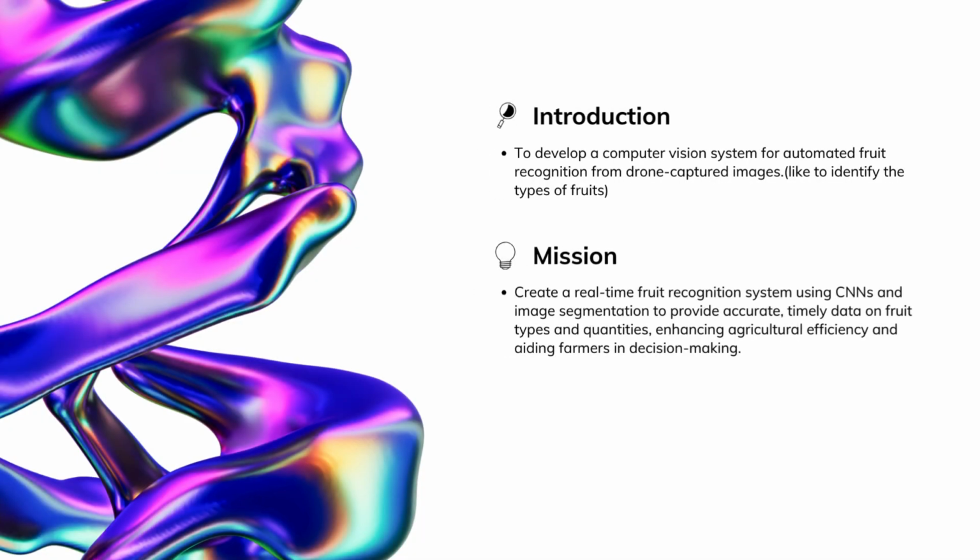The introduction for our assignment is to develop a computer vision system for automated fruit recognition from drone-captured images, to identify the types of fruits. Our mission is to create a real-time fruit recognition system using CNN, or convolutional neural network, and image segmentation to provide accurate, timely data on fruit types and quantities, enhancing agricultural efficiency and aiding farmers in decision making.